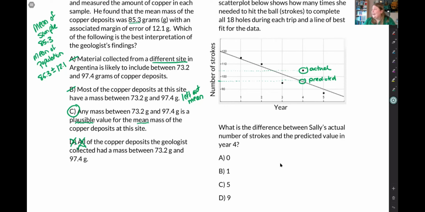It looks to me though like the actual value was somewhere around 105. And the predicted value is a little bit higher than 95, I'll say 96. And the difference, if we subtract those two numbers, 105 minus 96, is 9. Okay. If you're not exactly right when you eyeball it, it should be okay. If I had gotten 10 there, I still would have selected 9, knowing that I kind of had to estimate just a little bit.